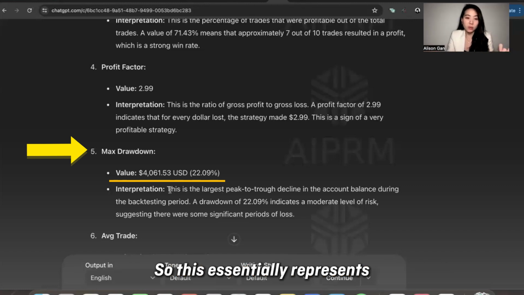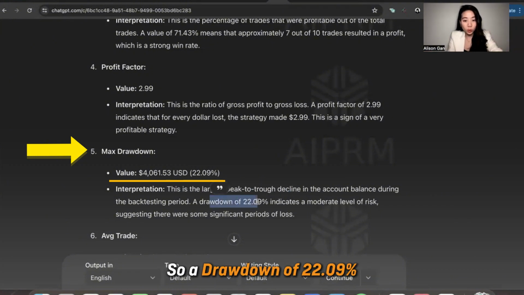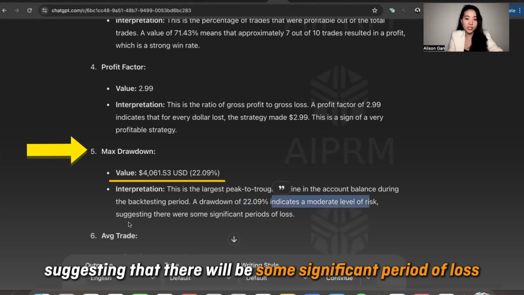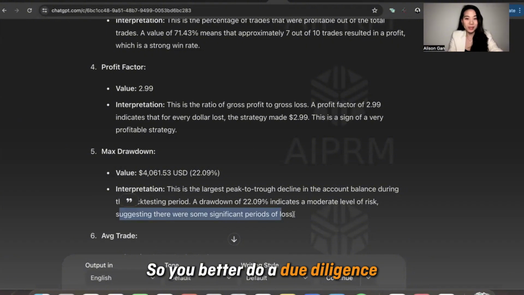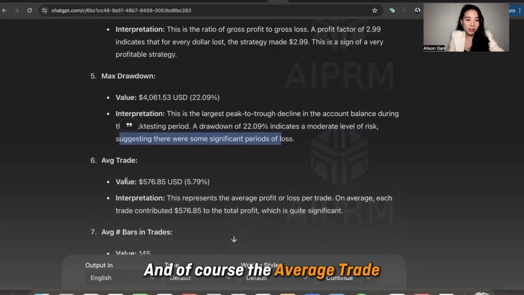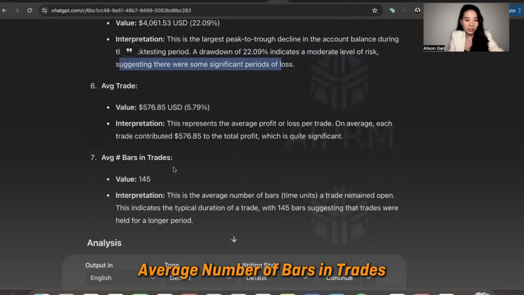22.09%. So this essentially represents the potential amount of capital that you'll be losing if, let's say, this trade is not a winning trade. So a drawdown of 22.09% indicates a moderate level of risk, suggesting that there will be some significant period of loss. So you better do your due diligence when you are choosing which stock to buy. And of course, the average trade, average number of bars in trades.